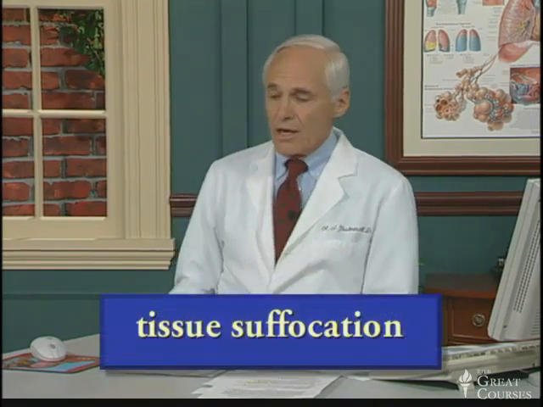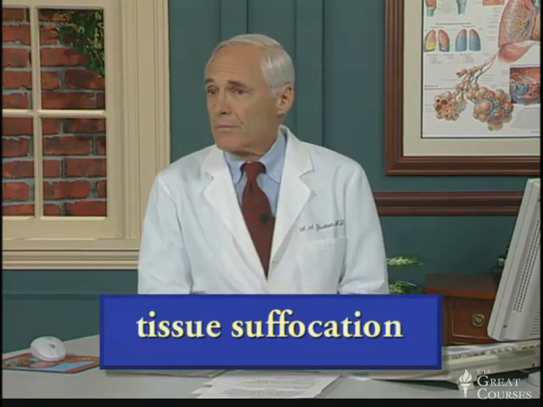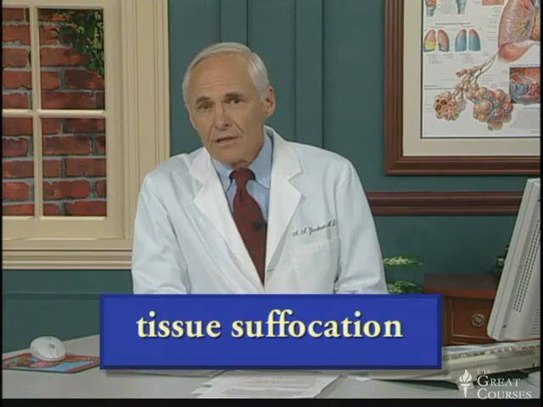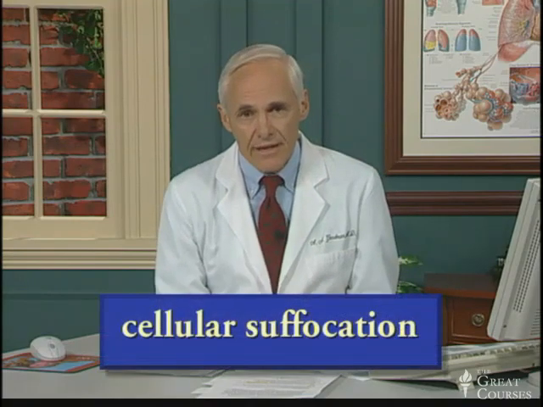And finally, you can get tissue suffocation. You can get obstruction of flow from the capillary bed. For example, we mentioned a blood clot or an embolus. Well, what's going to kill that patient? It's actually tissue suffocation. If it's in the brain, the heart, some vital organ, you have stopped the flow of blood, but more importantly, you've stopped the flow of oxygen. That's tissue suffocation. And then finally, you have something called cellular suffocation.